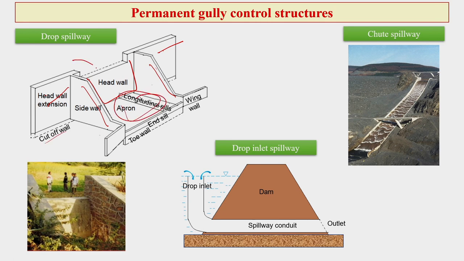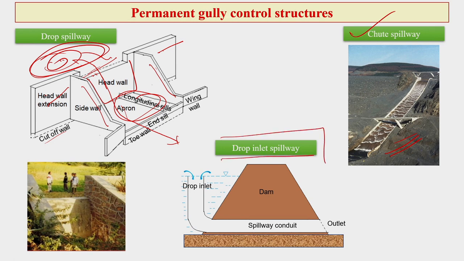So the water will flow from upstream, and it will be stored up to this height. If the water flow is extra, it will come through this and then flow across the apron to the downstream. Till the water height is less than this head wall, water will be stored here, and there is a chance that of course siltation will also take place on this side. Now another way is a chute spillway, which can be seen again in various parts of the world. This is also used with a similar kind of principle, and then you have the drop inlet spillway.